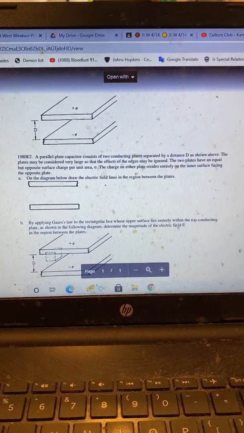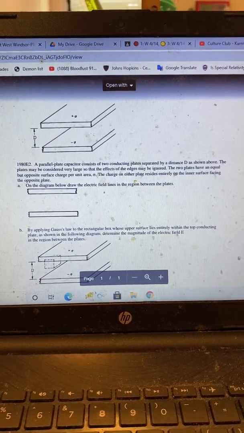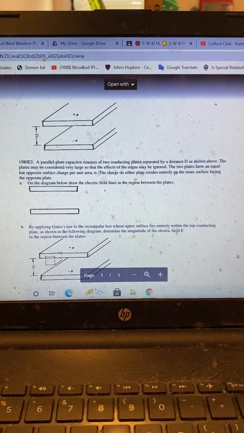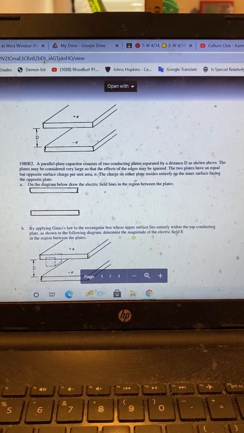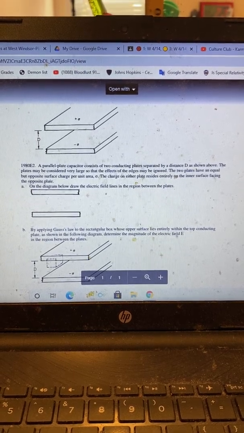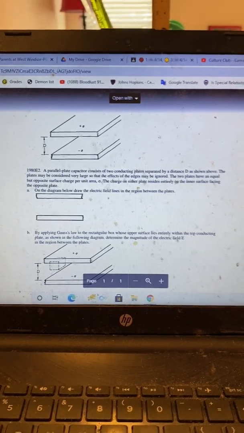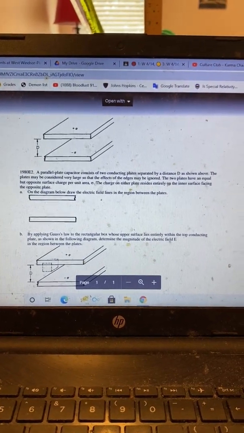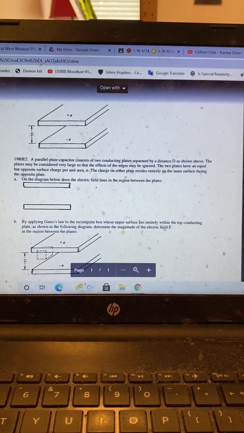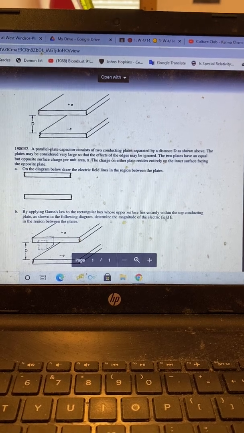Okay, so the problem is a parallel plate capacitor consists of two conducting plates separated by a distance of d. The plates are considered pretty large, so the effects of the edges may be ignored, so pretty much considered to be infinitely wide and long. The two plates have an equal but opposite surface charge per unit area, and the charge on either plate resides entirely on the inner surface facing the opposite plate.